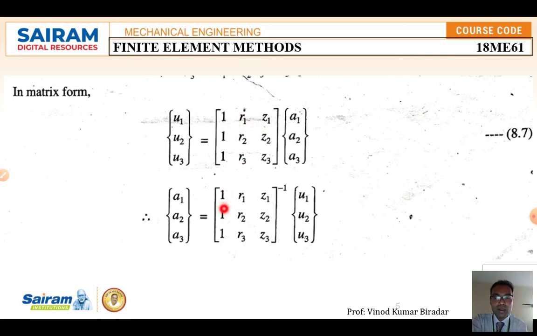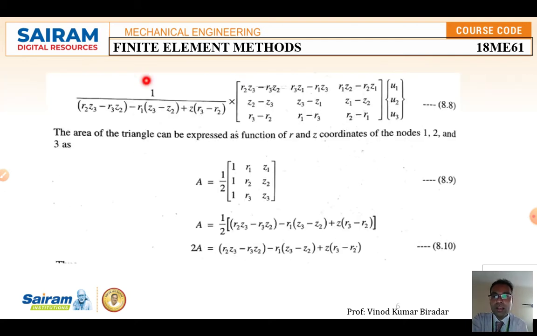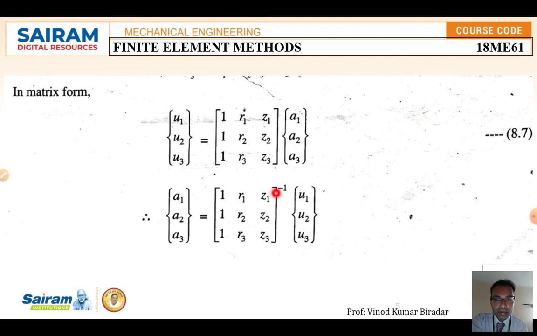So [1 1 1; r1 r2 r3; z1 z2 z3] transpose is equal to [u1 u2 u3]. Okay, so give equation number, the next equation number 3. Now here again, with the help of that determinant you have to calculate the values. Here 1 by whole divided by r2 z3, so this is a 1 by transpose. You neglect this one and this one; this inside value is r2 z3 minus r3 z2.